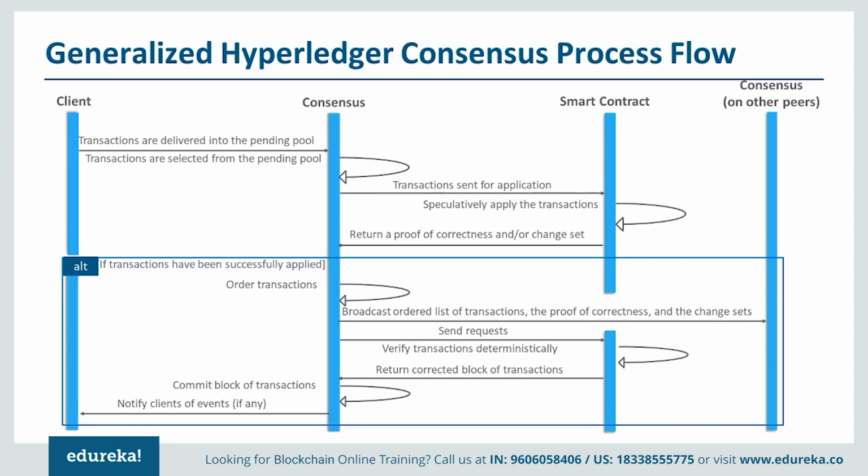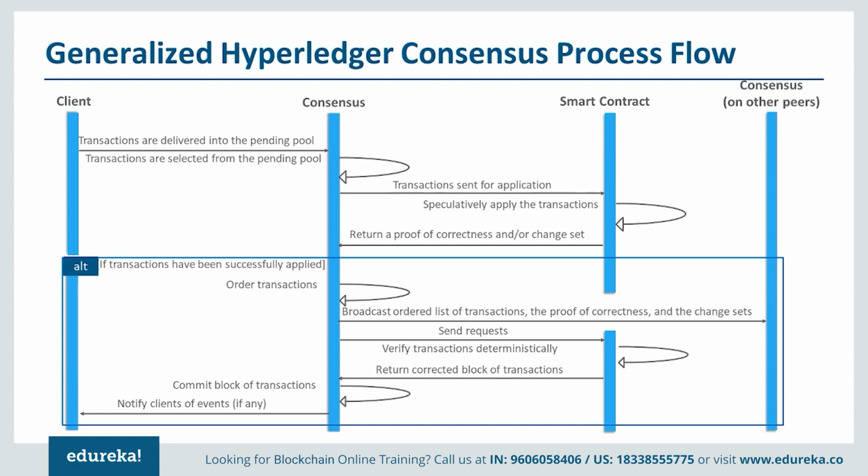return back with the proof of correctness, whether the transaction is correct or not, and what data needs to be written. It will give it back to the client, and the client will broadcast the ordered list of transactions through the ordering services. So it will give it to the ordering service, and the ordering service will order the list of transactions along with the proof of correctness and the change set to the other peers.